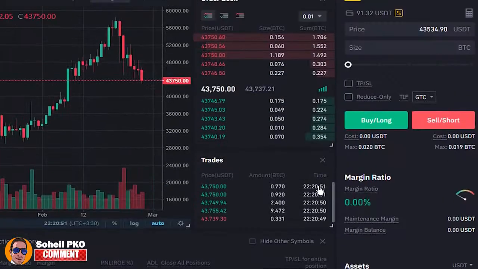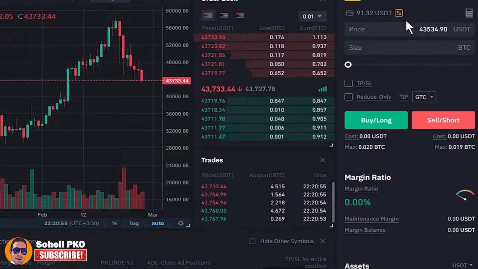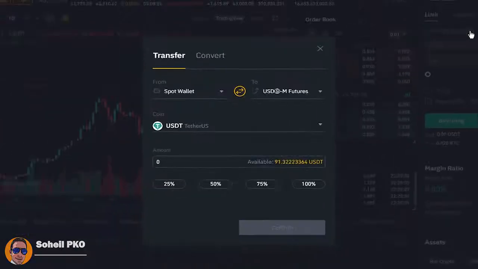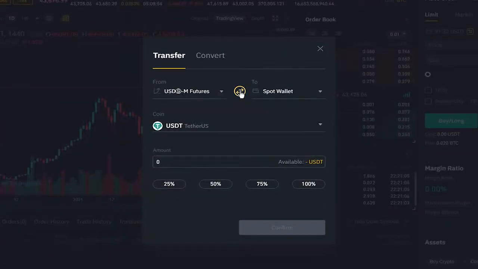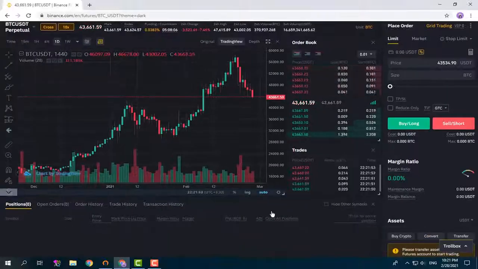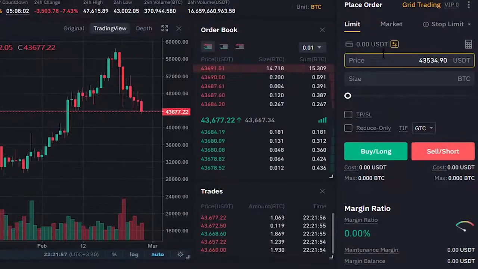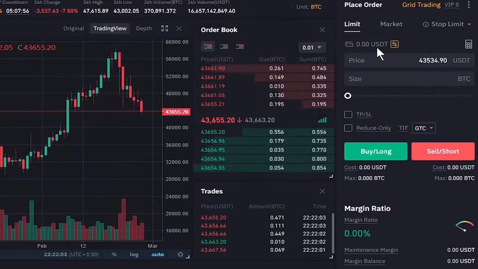And you can simply transfer it back to your spot wallet by clicking on the transfer button again, and you click on this button to change USD-M futures to your spot wallet. Enter the amount you want to transfer or any percentage here. I select 100%, I click on confirm, and all the USDT from the futures wallet goes to my spot wallet. And as you can see here, I don't have any USDT available.